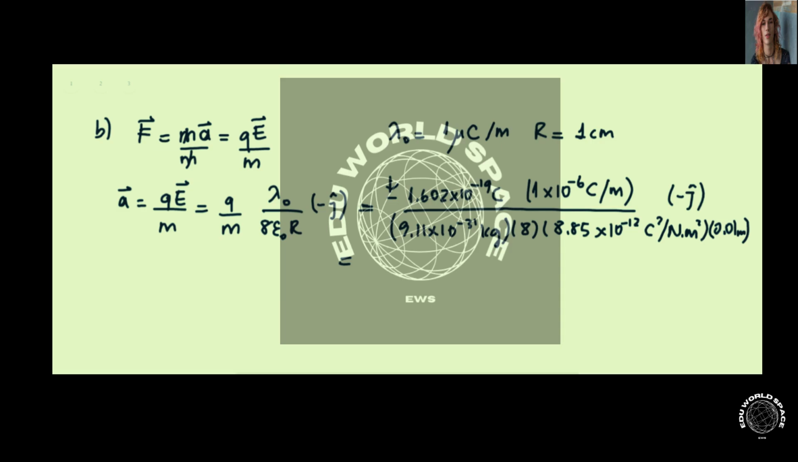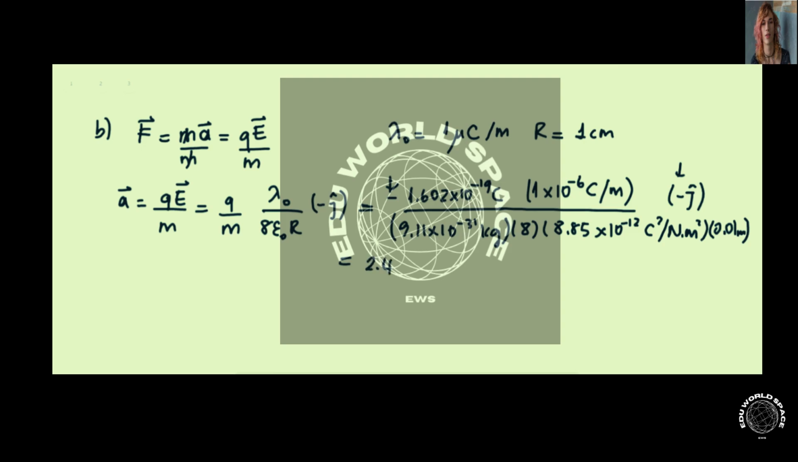You can see one negative here and the other negative there, so it's going to give us something positive. It's going to give us 2.48 times 10 to the power of 17 meters per second squared, and directionally, the acceleration must be in the positive y direction, meaning up.